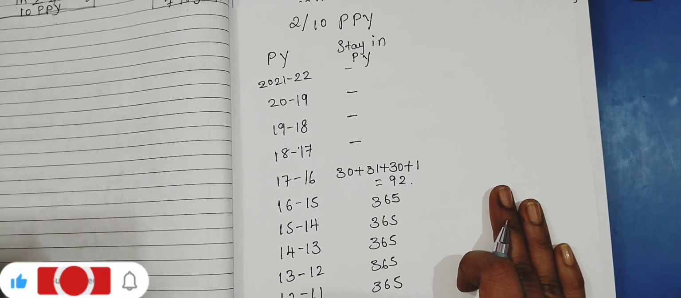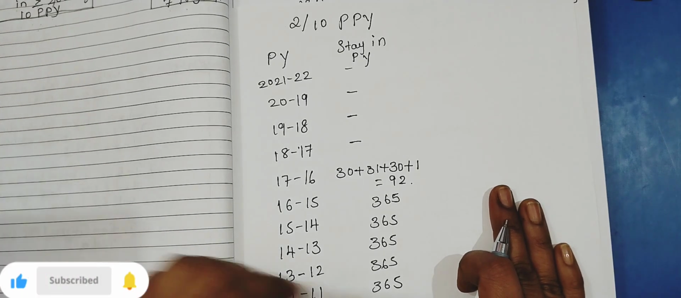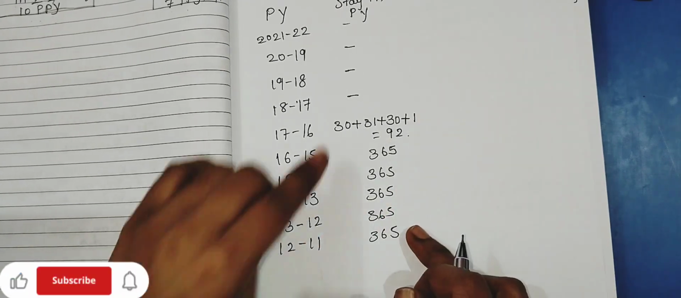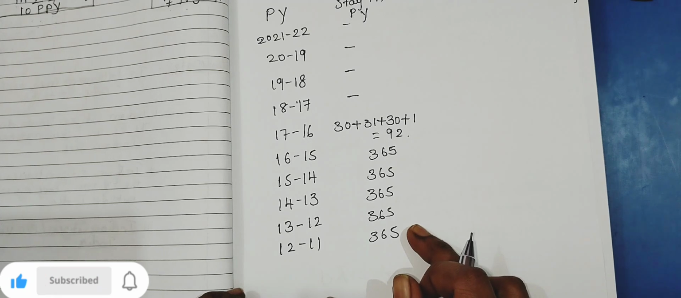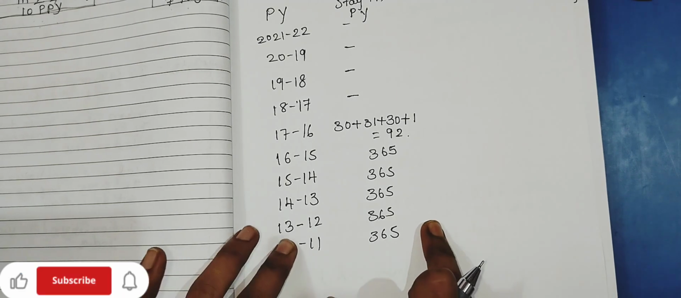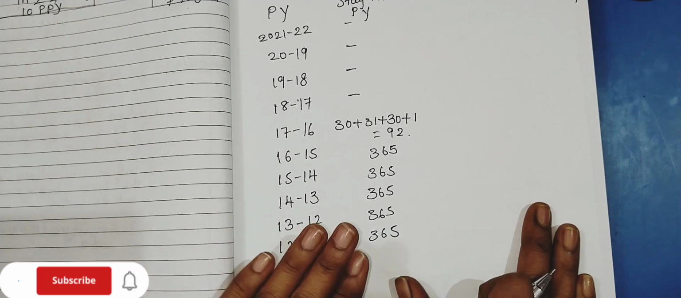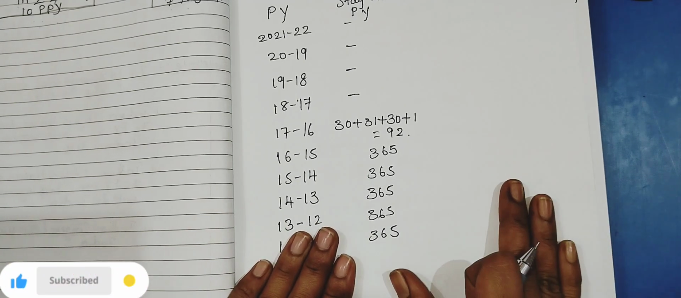So what is the first condition? Resident in 2 out of 10 preceding previous years. At least 2 years it should be, but he has more than 2 years. So he satisfied the first additional condition. Right? Understood? What is the second additional condition?